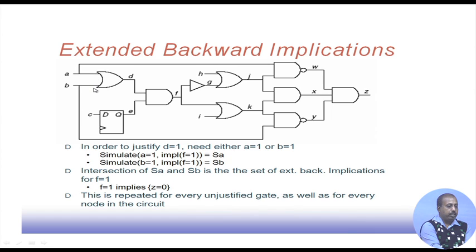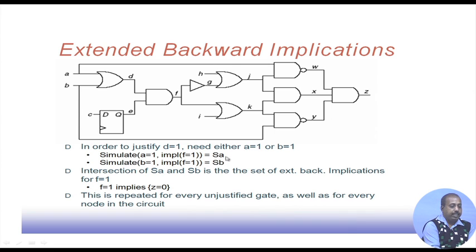So, either of them is required. So, we can say that we simulate a equal to 1 with the implication of f equal to 1. So, this is the set S A, okay. And similarly, if we simulate b, the other possibility was b equal to 1. So, if we simulate b equal to 1 for the implication of f equal to 1, we get the set of gates which is S B.